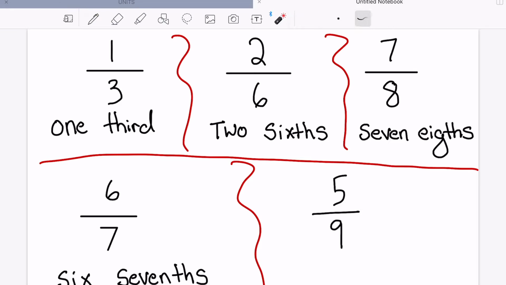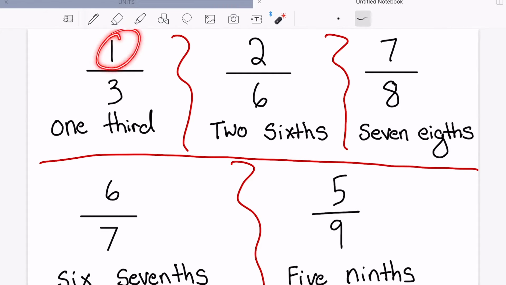The next one we're going to take a look at is a 5 and a 9. So we're going to write our 5 normally, F-I-V-E, and the ninths, we're going to write N-I-N-T-H-S. 5/9. So let's practice all of these again.